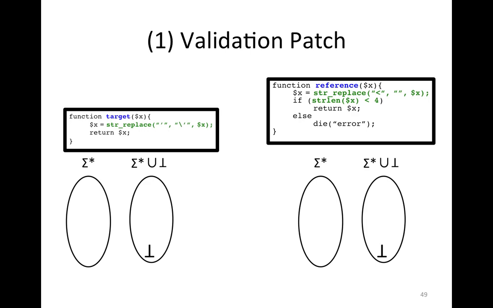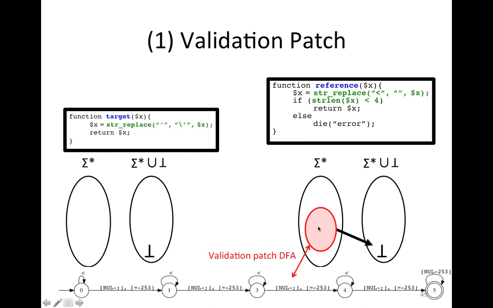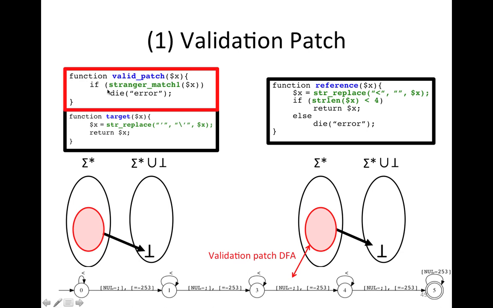So let's refine our algorithm by doing a validation patch first. What is a validation patch, and how do we generate one? The validation patch is going to block on the target all the strings that are blocked by the reference. So what we do is compute the negative pre-image on the reference, which means all the strings that are rejected by the reference function. This is the validation patch DFA, the DFA that represents this set. Then we take this set and reject it on the target. We generate a validation patch such that all the strings will pass through this patch before going to the function, and this patch is going to filter all the strings that match this automata. Why? Because this automata represents all the strings that are rejected by the reference.